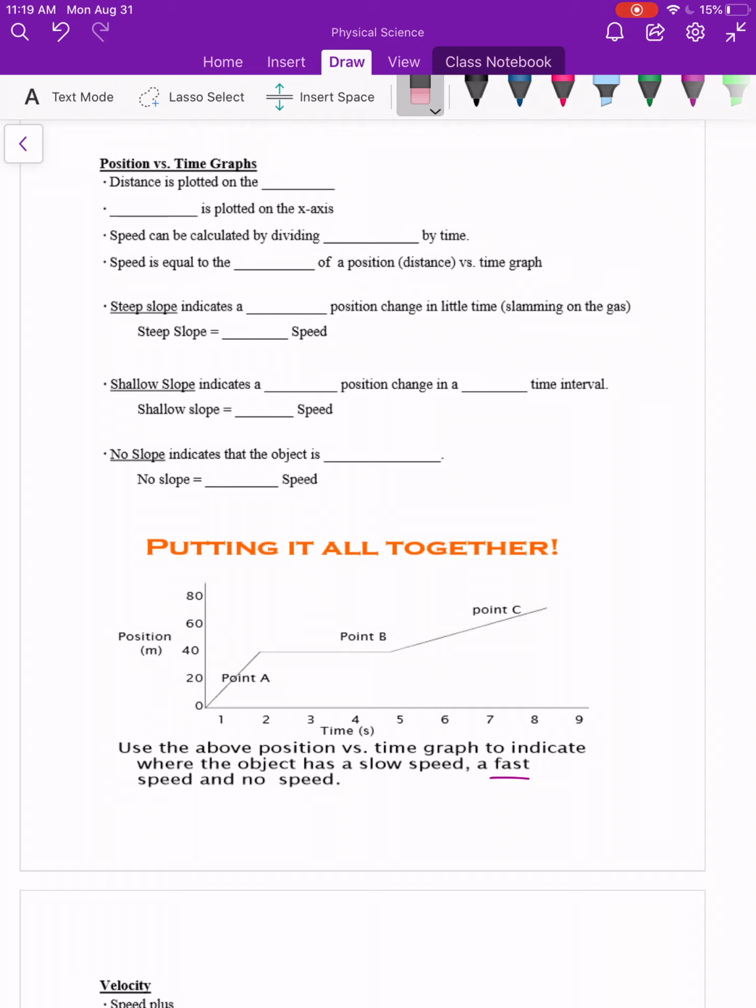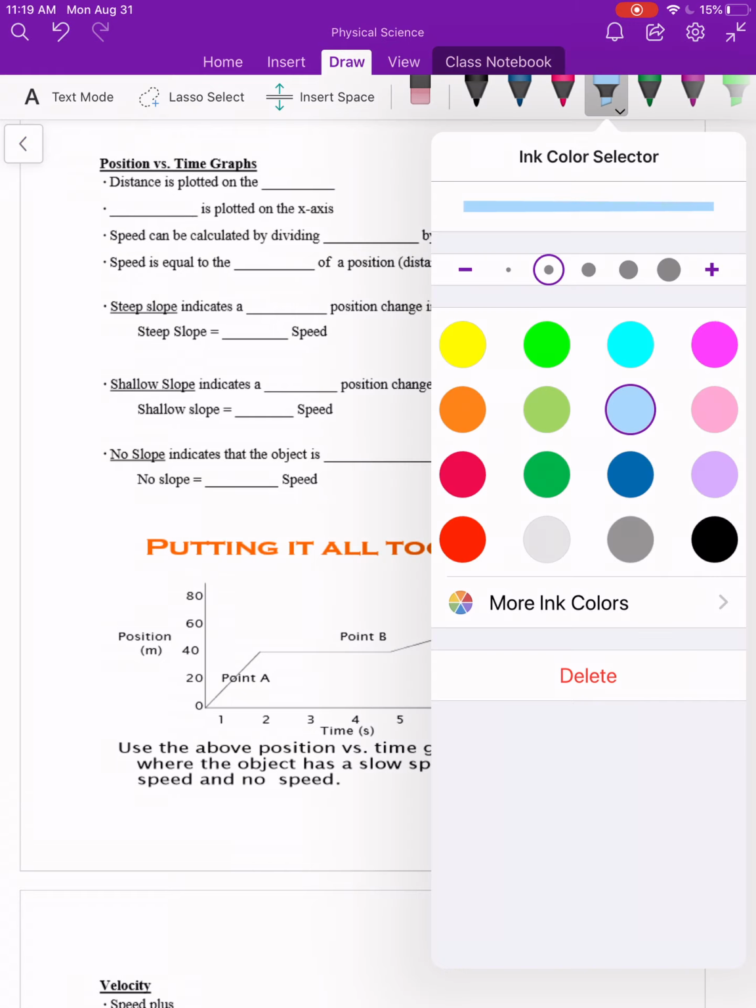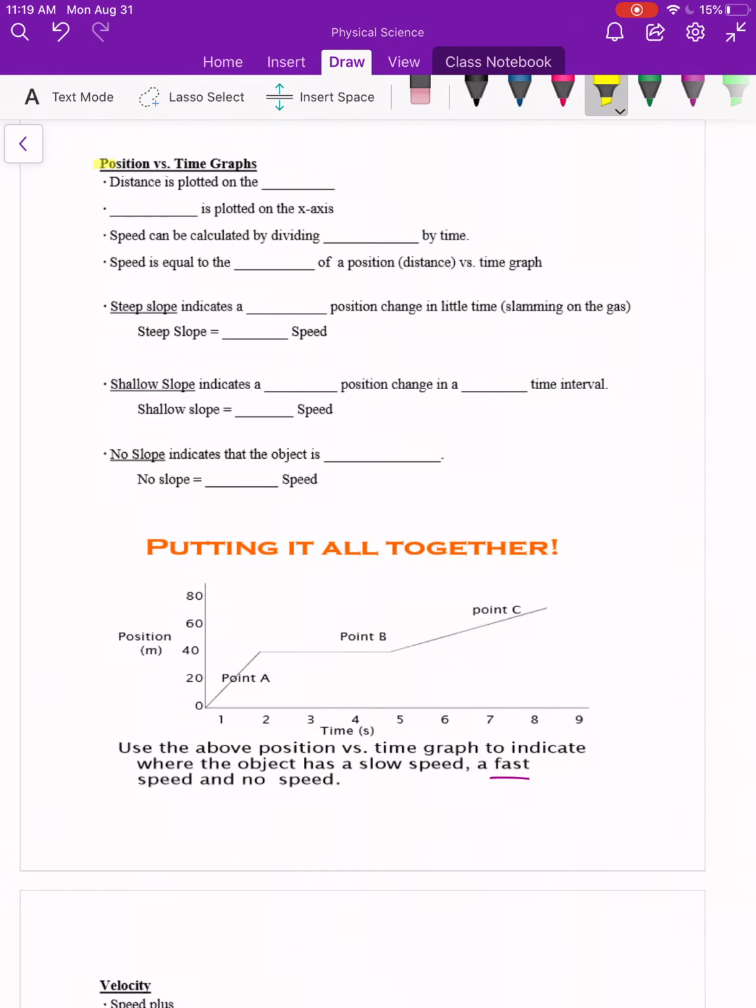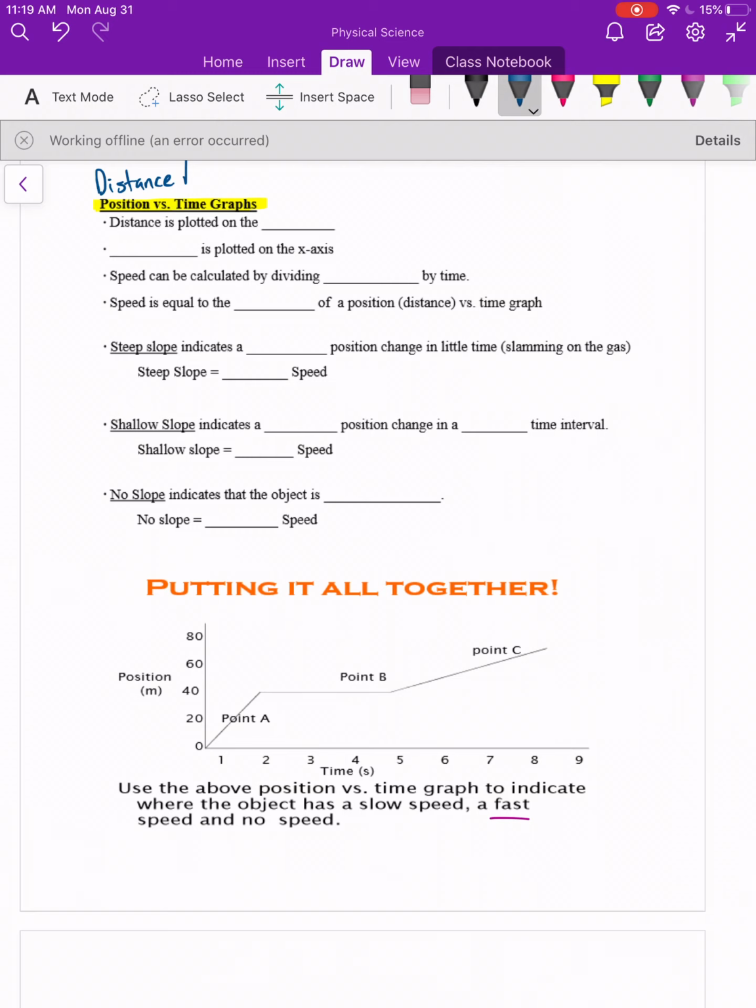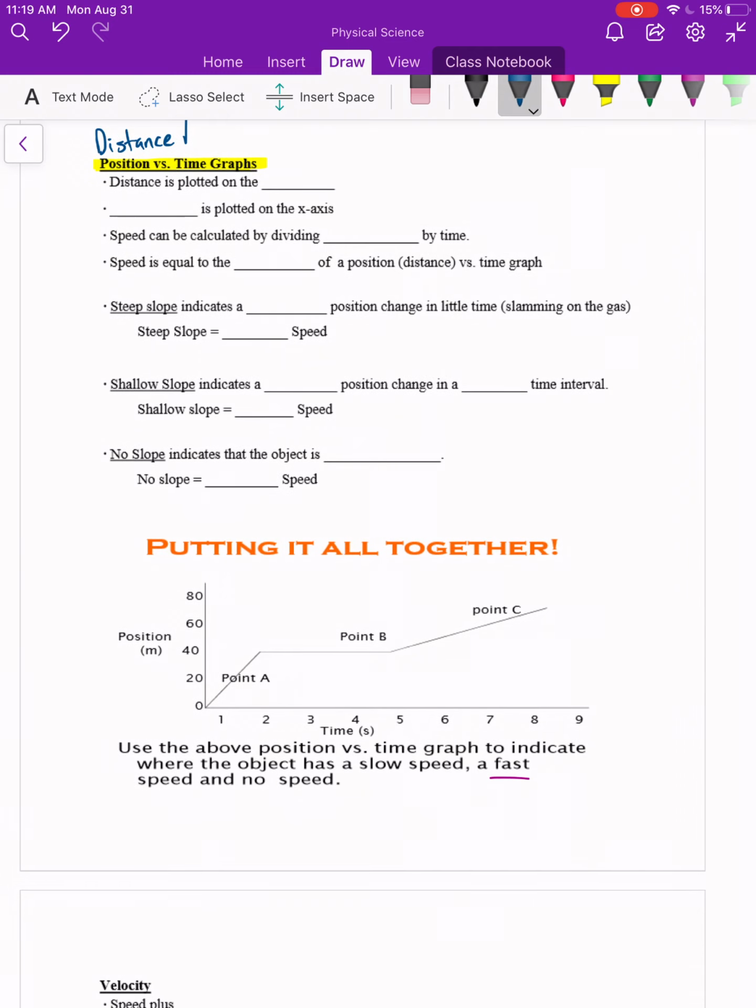All right, so we are going to talk just a little bit about graphing speed, and then we're going to go into velocity, and that's going to be it for these video notes. We're going to talk about what we call a position versus time graph. When I say position, that is the same thing as me saying distance. So position versus time graph, or distance versus time graph. That's the same thing.